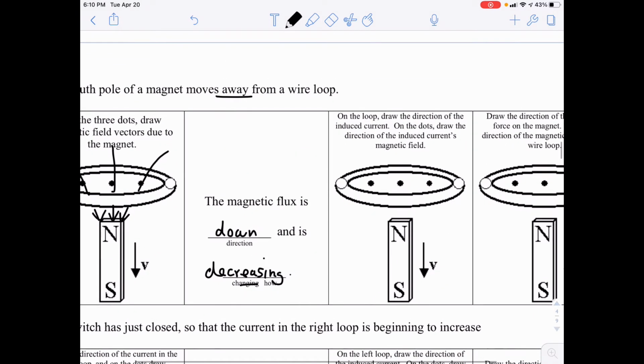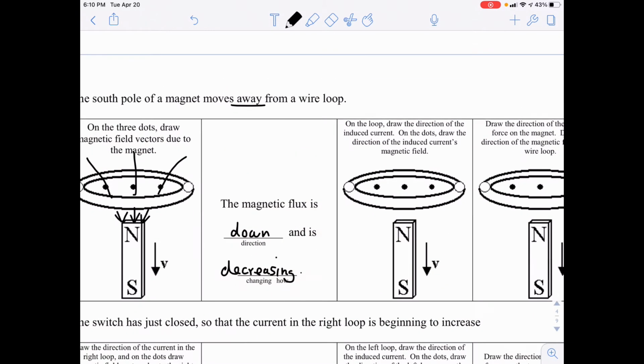Now, if it's decreasing, we replace the decreasing flux with an induced flux that goes the same way. Think of it like conservation of flux. The total amount of flux has to remain constant. So if we increase the flux, we have to oppose that with a flux going the opposite way. If we decrease the flux, we have to replace it with flux going the same way.